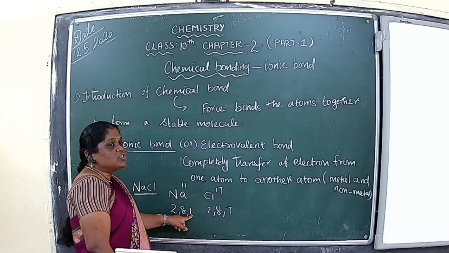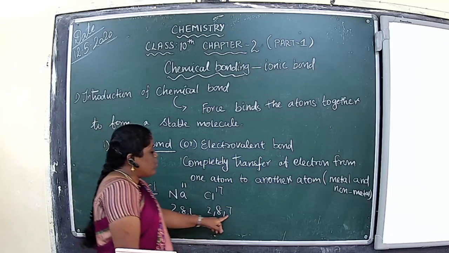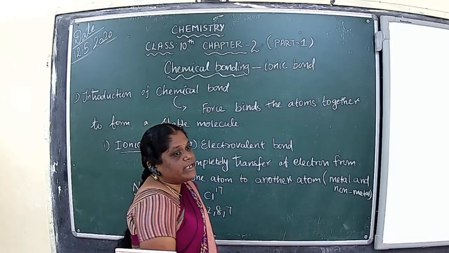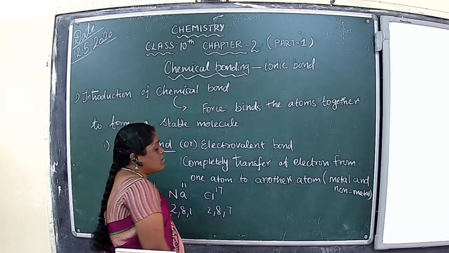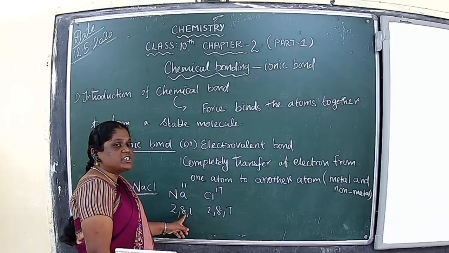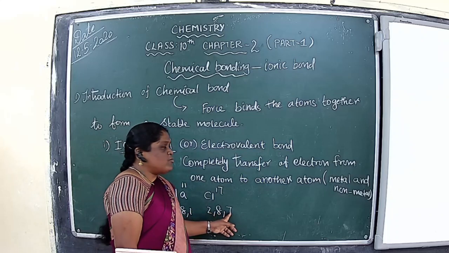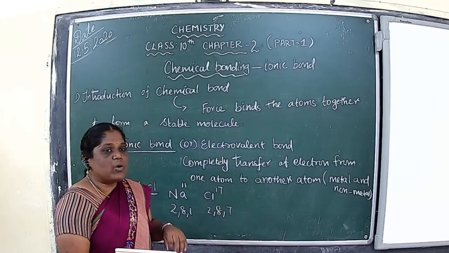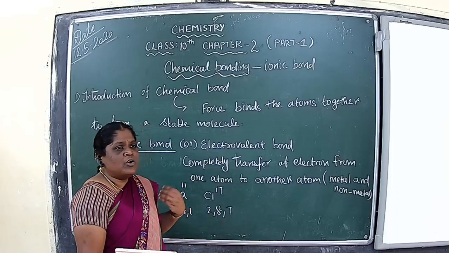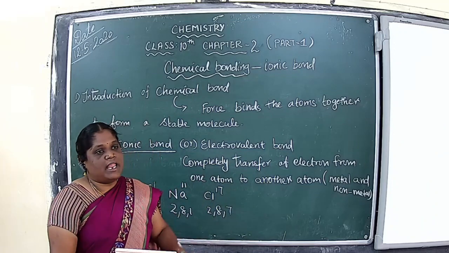If it loses that 1 electron, it becomes an octet. If it gains, it becomes a stable electronic configuration. Yes or no? If it loses, it becomes 2,8, and the nearest noble gas is neon. For chlorine, it cannot lose 7 electrons. Who will take 7 electrons? Nobody needs them. But usually it can gain 1 electron.